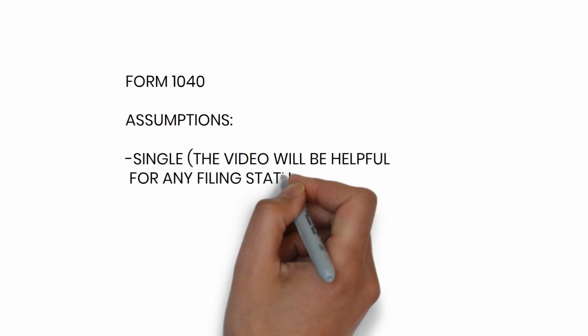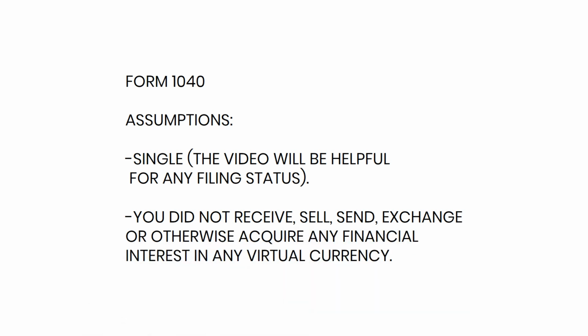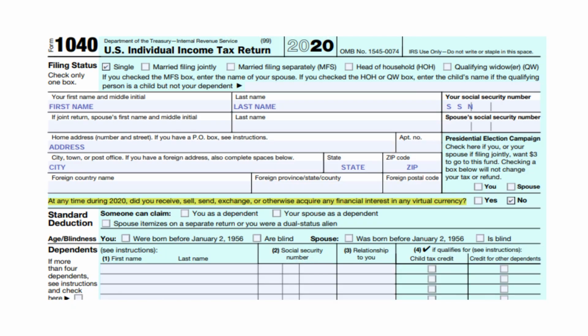I'm here to help you fill out your Form 1040 for 2020 with line-by-line instructions. This is the front page of the Form 1040. At the top of the form, check the box for your filing status. In this example, you are single, but this video would be helpful for any of the filing statuses. Put your name, address, and social security number on the form.